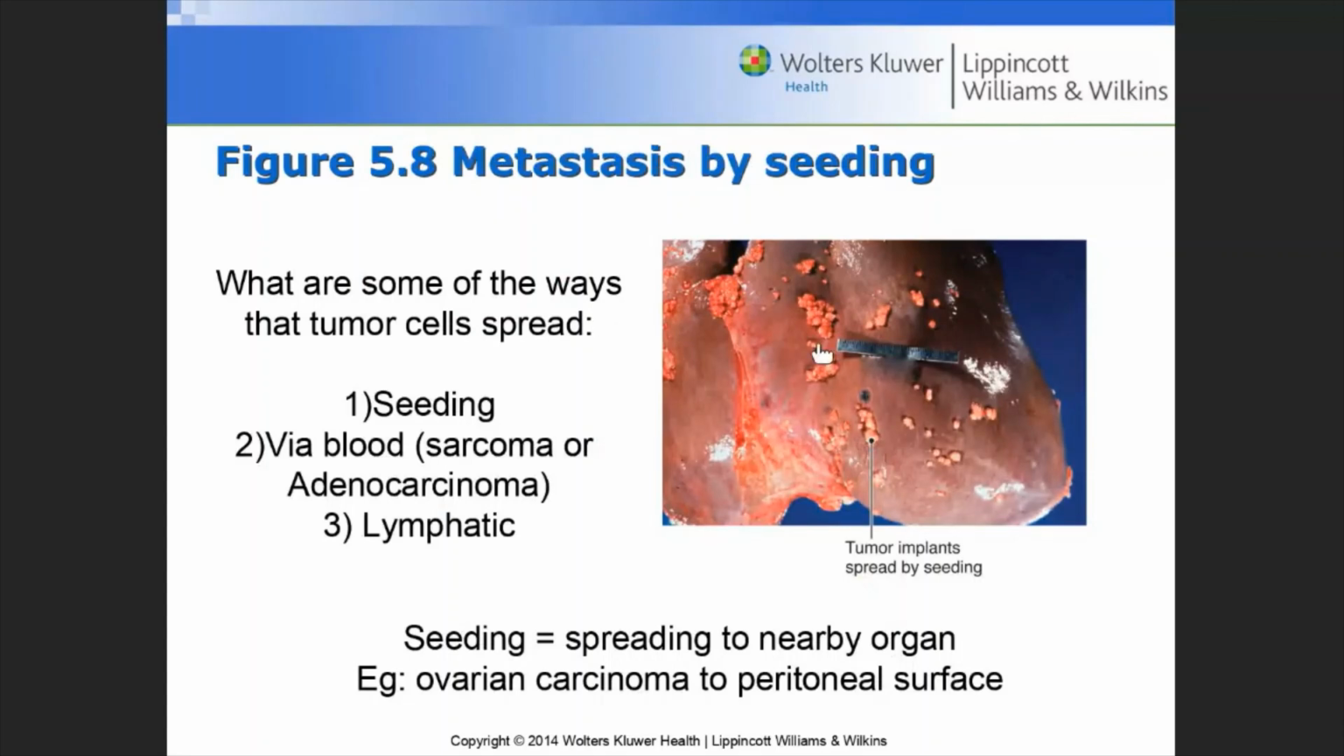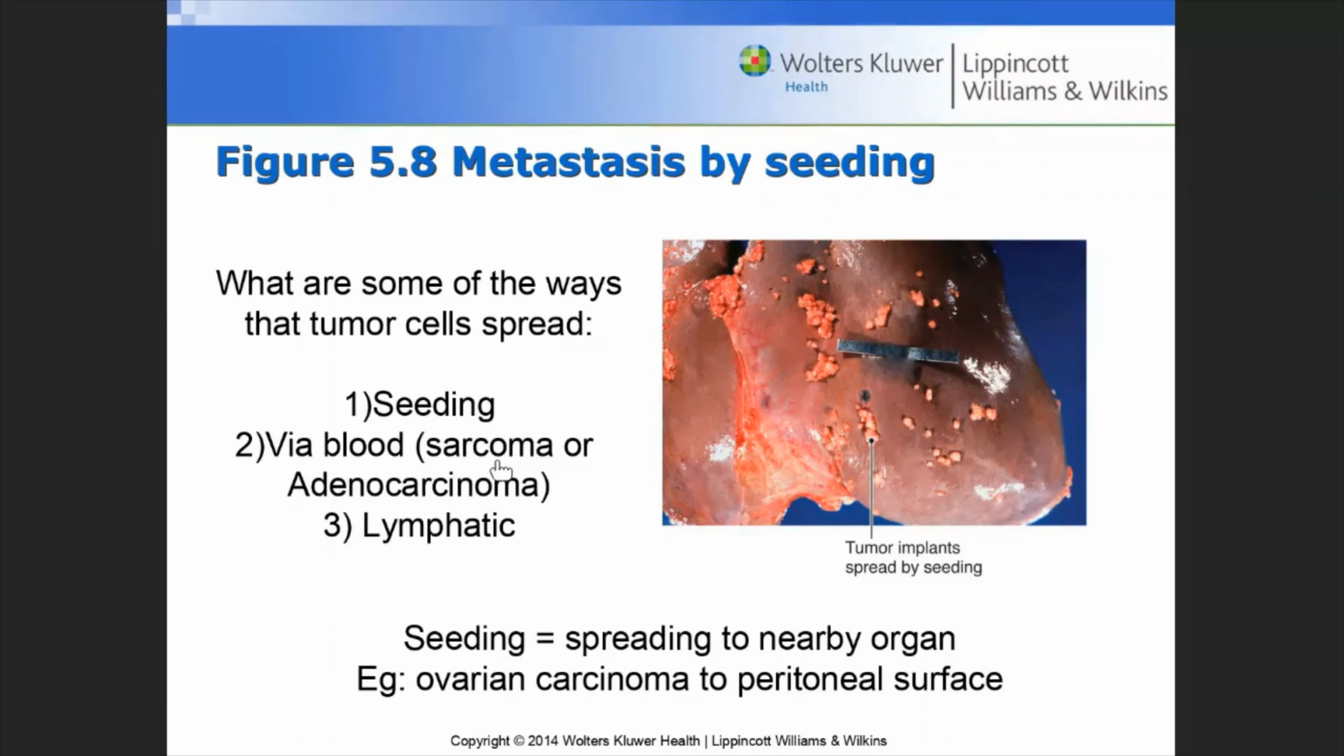What are some of the ways in which cells might move away from the initial site? There are 3. You can see here is seeding. This is ovarian cancer that is crawling to the nearby organ. We call that seeding. Or it can move to a distant site through the lymphatic or through the blood. If it's a carcinoma, I would say it is through the lymphatic. If it's a sarcoma, like osteosarcoma, then it travels via the blood. So keep that in mind.